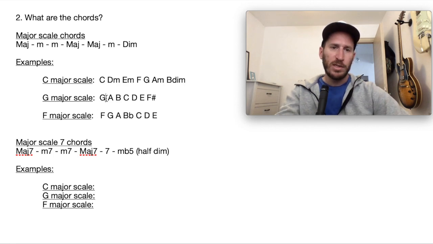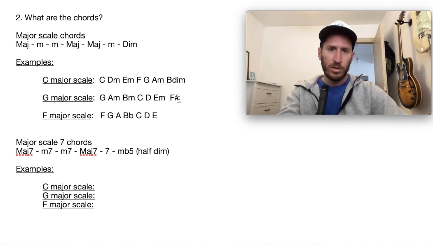In G major, the same. So it's going to be major, minor, minor, major, major, minor, diminished. Okay, so these are the chords we have in G major: G major, A minor, B minor, C major, D major, E minor, F sharp diminished. Okay, same goes for F major. Just apply the template. Major, minor, minor, major, major, minor, diminished.